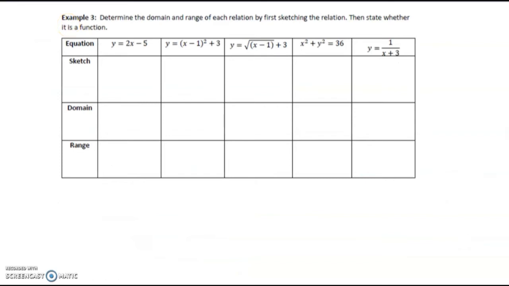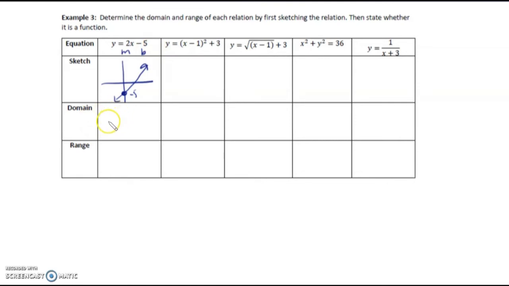Okay, example 3. We're going to determine the domain and range of each of these relations. These are going to be continuous because we're given an equation, and then we're going to state whether or not it's a function. So for example, y equals 2x minus 5. This is a line with a slope of 2 and a y-intercept of -5, and it goes like this.